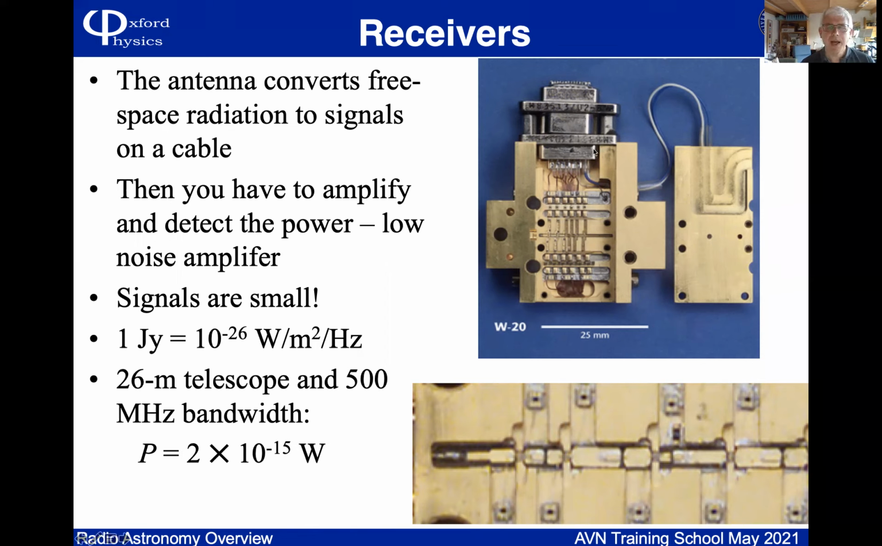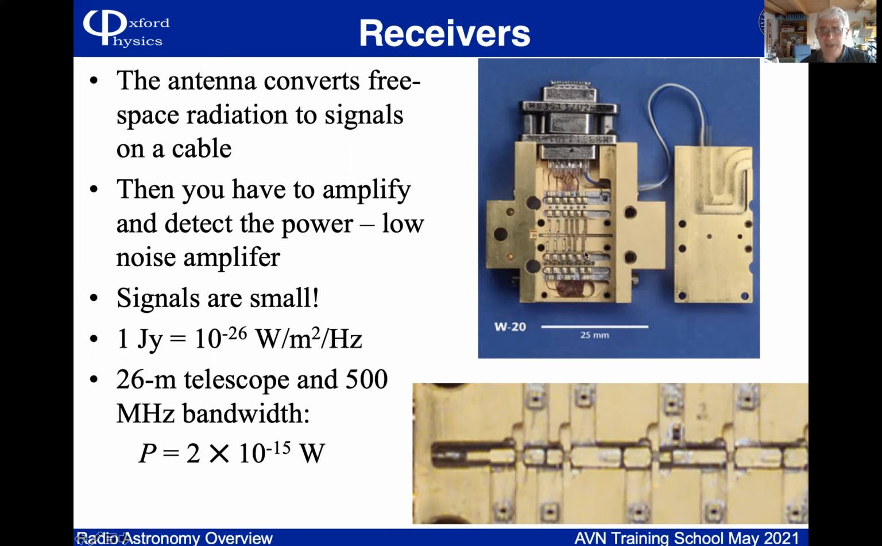So if you think about the typical unit we use to measure the brightness, or flux density, of radio sources, 1 Jansky is 10 to the minus 26 watts per square meter per hertz. That means that if you have, let's say, a 26 meter telescope and you're observing over 500 megahertz of bandwidth, you've got about 10 to the minus 15 watts as the actual power from the source entering your telescope. It's obviously a very, very small number. So you have to make specialized amplifiers to amplify that signal up to a level that you can see.